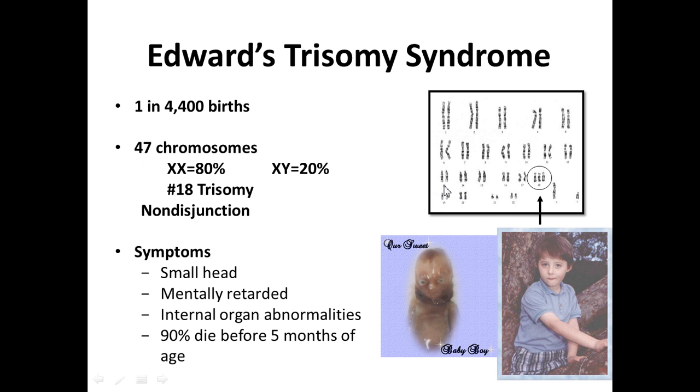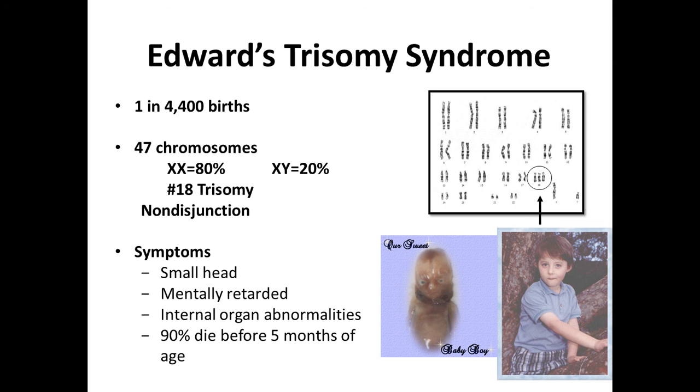Okay. Edwards trisomy syndrome. Now this one is going to be a little graphic. This one is a little bit more rare out of the autosomal trisomies. It happens in about 1 in 4,400 births. It can happen with males and females, about 80% females, 20% males. And we say that this is a trisomy of chromosome number 18. So if you look at number 18 over here in its circle, you'll see that we have 3 copies of the number 18 chromosome. And usually what this will lead to is stillbirth.